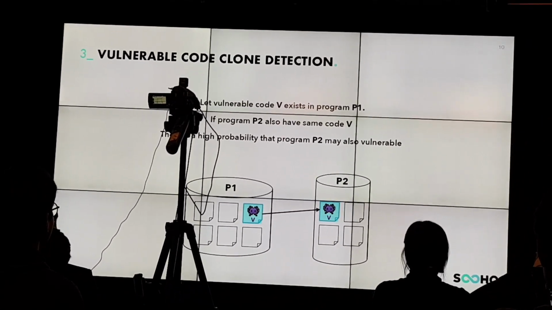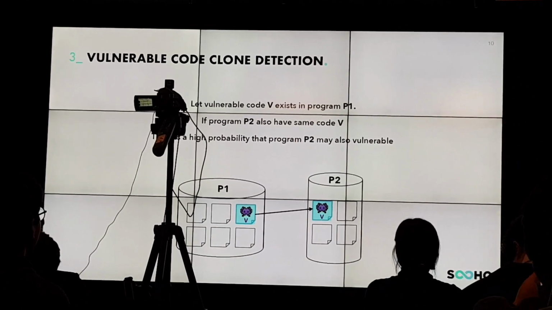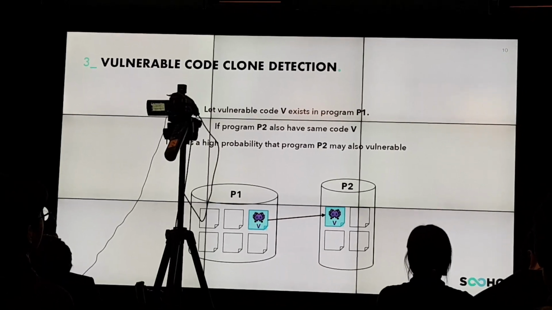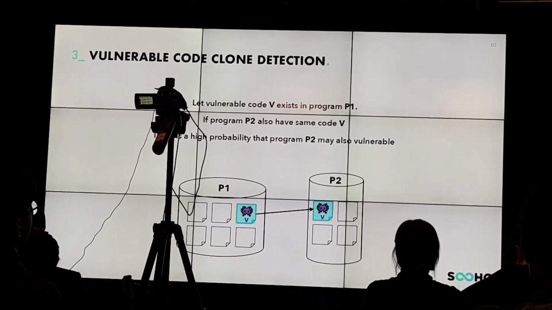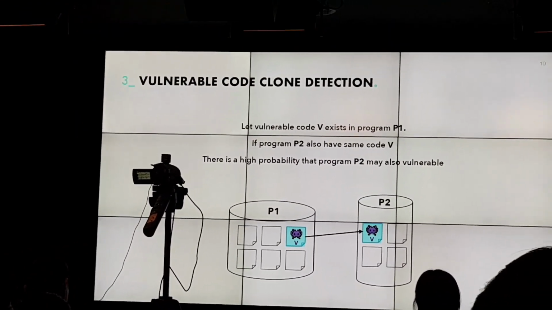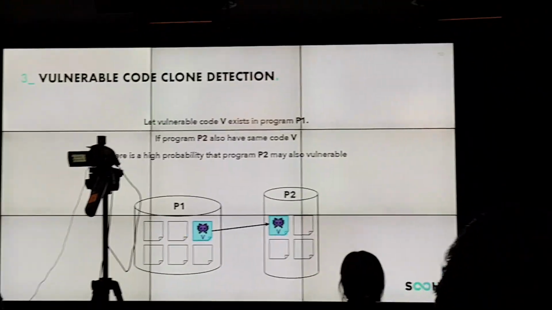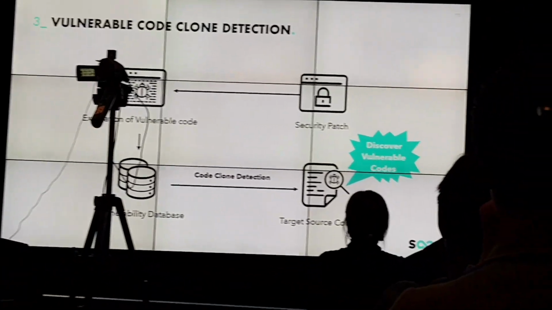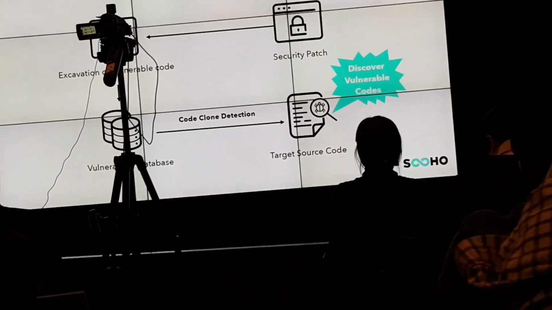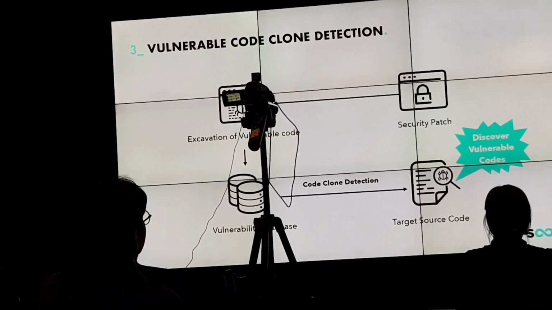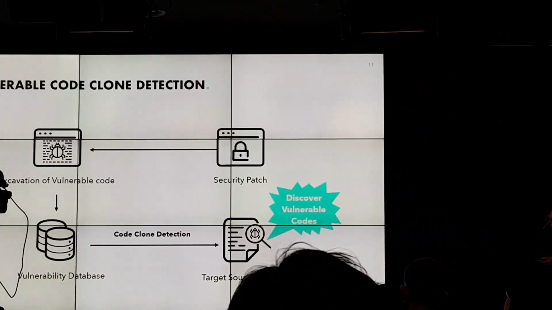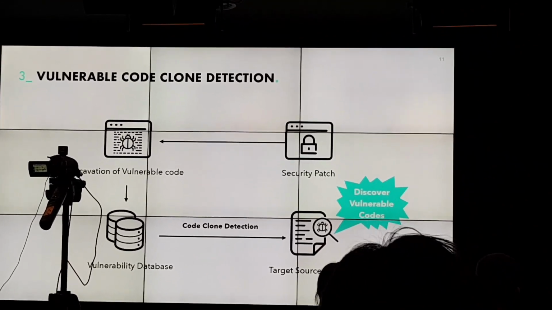The assumption of vulnerable code clone detection is this: if vulnerable code B existed in program P1, and program P2 also has the same code B, there is a high probability that program P2 may also be vulnerable. The architecture: from security patches, we extract all vulnerable code and store it in our database. Based on the database, we can conduct code clone detection and discover vulnerable code in target source code.